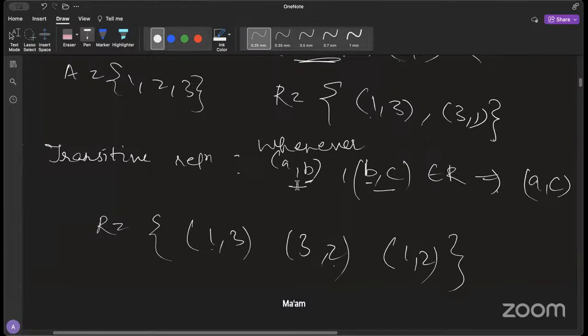Ma'am, there is a question about antisymmetric. Can you explain a little bit? Just tell me which question it is. Can you explain the antisymmetric relationship?